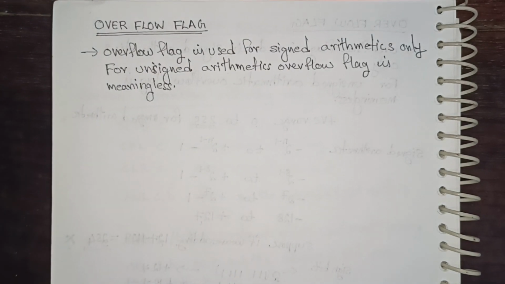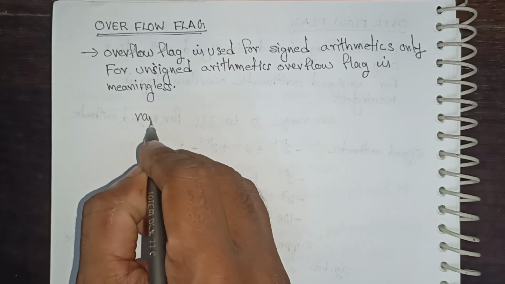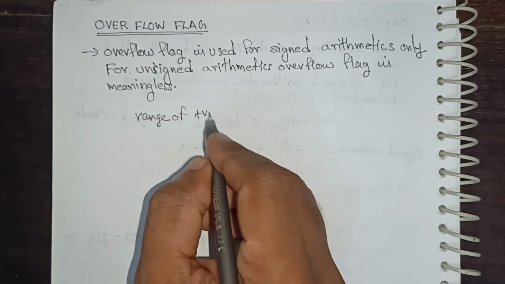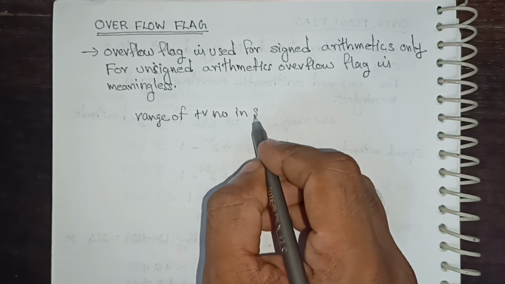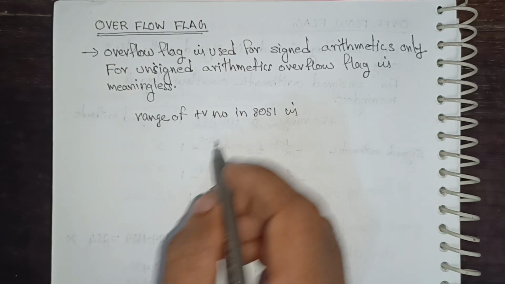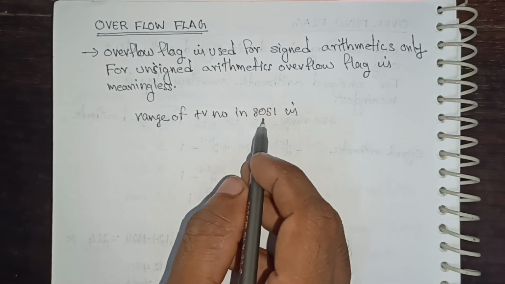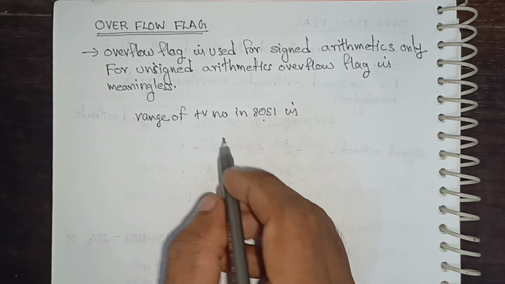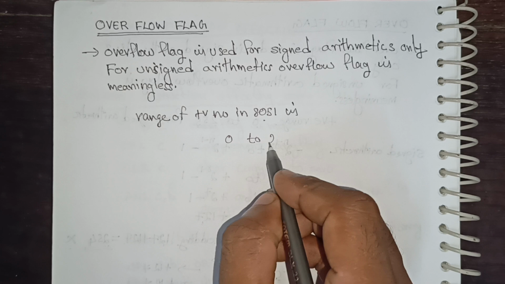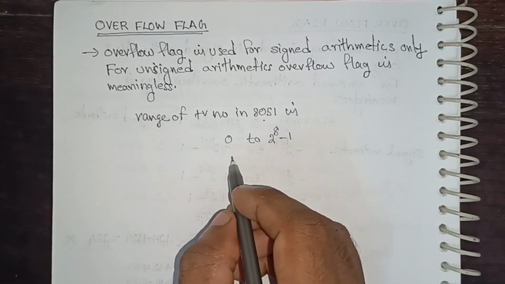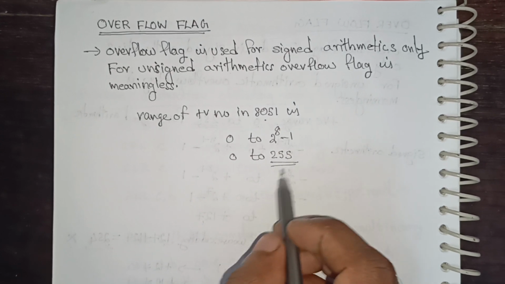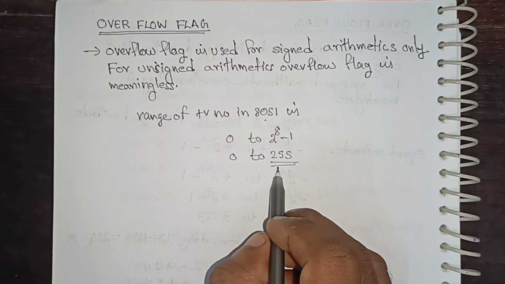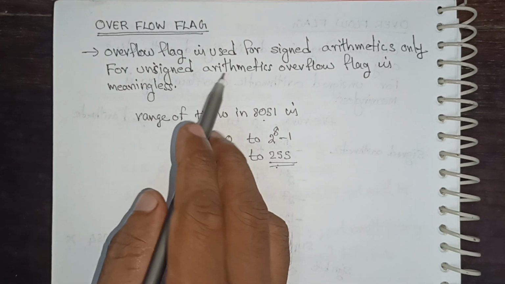As you have already seen, the range of positive numbers in 8051, we already know 8051 is an 8-bit processor, right? So the range is 0 to 2 raised to 8 minus 1, that is 0 to 255. This is the maximum positive number we can store in a register of 8051 if we are using unsigned arithmetic.